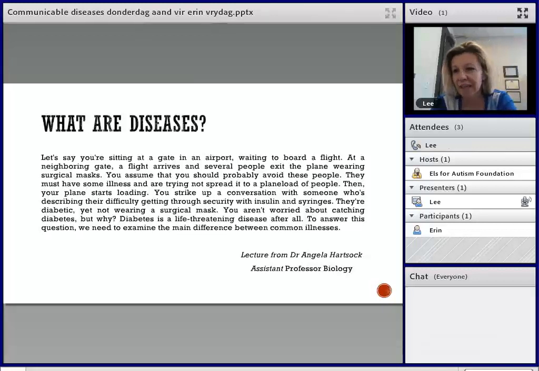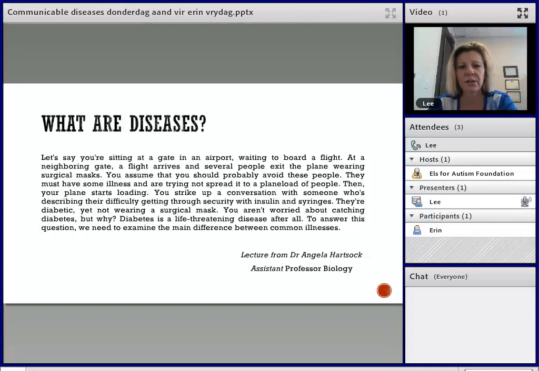For instance, you're sitting at an airport and you see a couple of people coming out with masks on their face from a flight. And you know, okay, I should probably avoid these people. They might be carrying something that I don't want to take with me. And you strike up a conversation with a lady next to you who said she had such a hard time getting her insulin and her syringes onto the plane with her. She's diabetic. And she's not wearing a surgical mask, so you aren't really worried about catching diabetes. But why? It is a life-threatening disease.